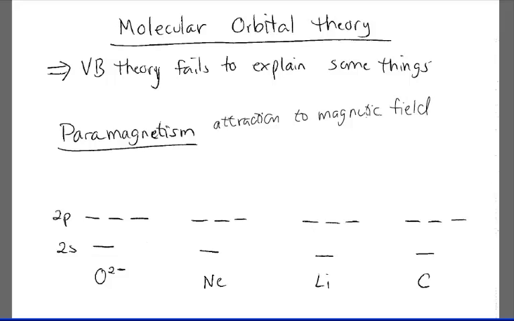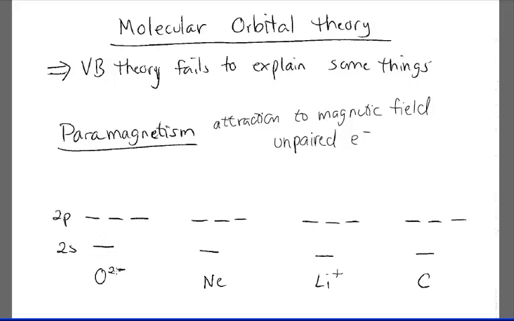And this will occur for either an atom or a molecule when there are unpaired electrons. So unpaired electrons cause something to be attracted to a magnetic field. All right, so let's compare some ions and atoms: O2 minus, neon, lithium, and we're going to actually do lithium plus, and carbon. So let's look at the electron configurations in a pictorial way and see if they have unpaired electrons.